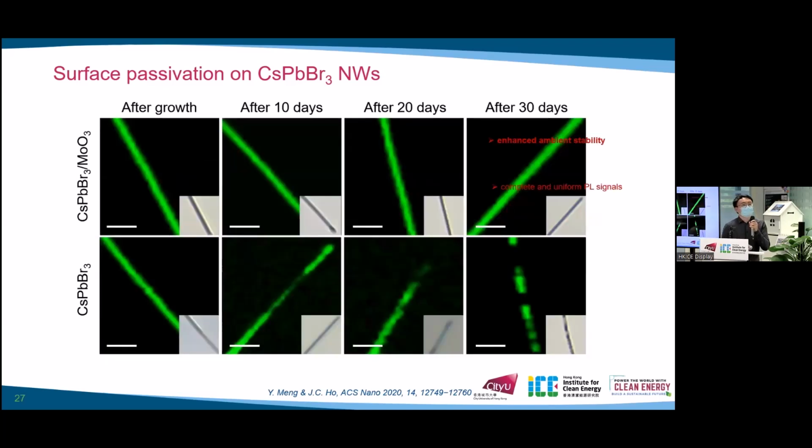And we also studied the PL mapping of this nanowire. The core-shell nanowire shows a complete and uniform PL signal across the entire nanowire. But in contrast, the pristine nanowire loses PL signal with time. The PL mapping result agrees well with the SEM image, and also highlights the surface passivation function of MoO3 on cesium-lead bromide-3 nanowire.